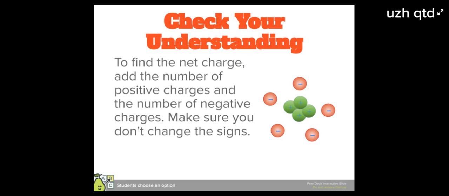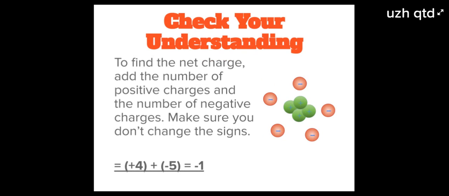Again, what is the net charge for this atom? Remember not to change the signs. You should have gotten a positive 4 plus a negative 5, which would give you a negative 1. Great.